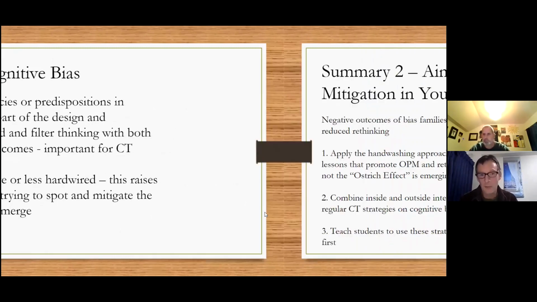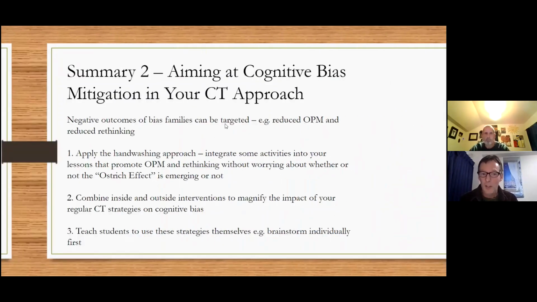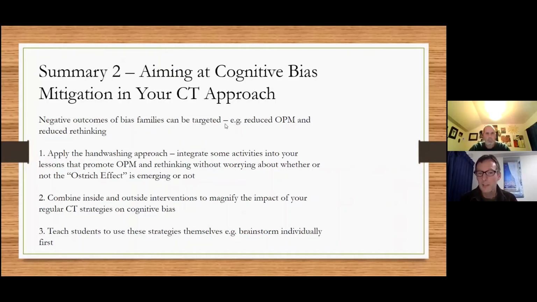So our suggestions, based on the research, is that we know there are at least 2 big negative impacts of cognitive bias on critical thinking. That is reduced open-mindedness and reduced rethinking. Those 2 are very clear in the literature. So we suggest applying a hand-washing approach. Just integrate activities that promote open-mindedness and rethinking without trying to figure out if the ostrich effect is happening at this moment in this student, which is just really difficult to do. So our first suggestion, just sprinkle in strategies and activities that promote open-mindedness and rethinking.